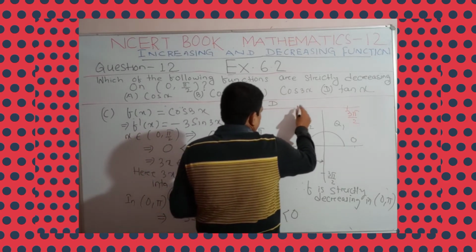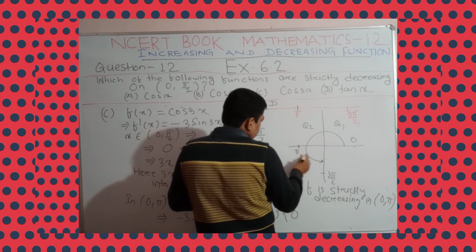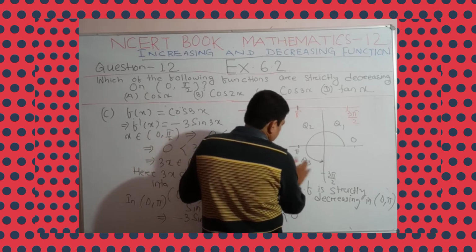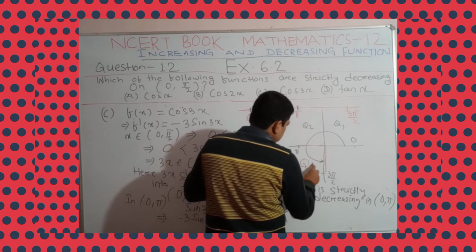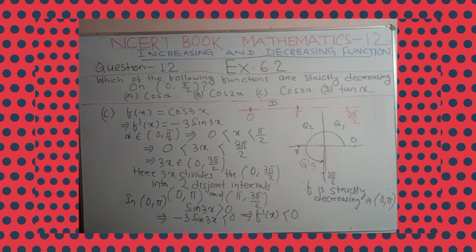In the next interval, pi to 3 pi by 2, the angle lies in which quadrant? So this quadrant, that is known as the third quadrant. Understand? Okay. Is it clear? Note down.